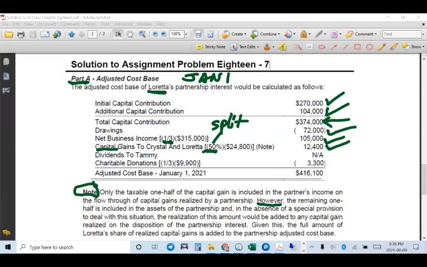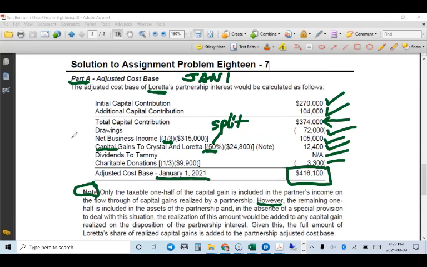Dividends, well, they all go to Tammy, so there's nothing there for that. Charitable donations, that would reduce this account. So she gets 1/3 of that as a reduction. So there we go. We have calculated her adjusted cost base as of January 1, 2020.